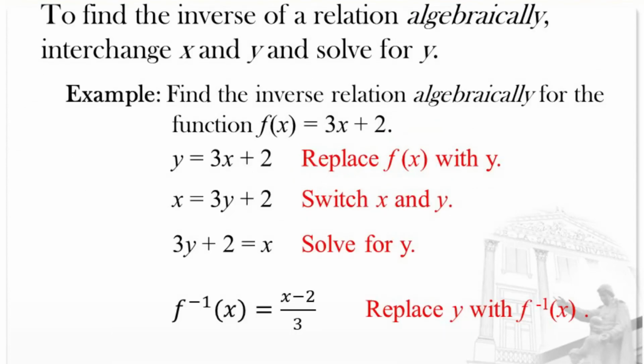To find the inverse of a relation algebraically, interchange x and y and solve for y. For example, find the inverse of the function f of x equals 3x plus 2. First, replace f of x with y. Second, switch x and y. Then solve for y, and then replace y with the inverse function.